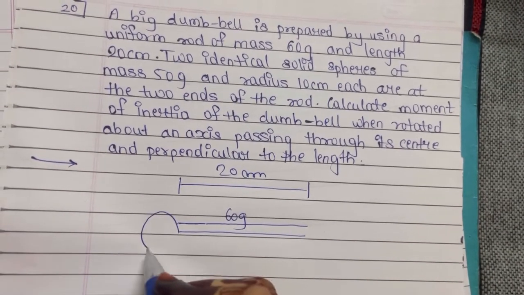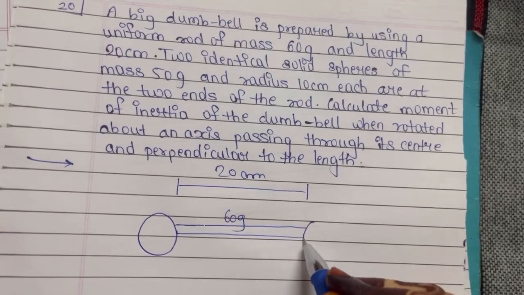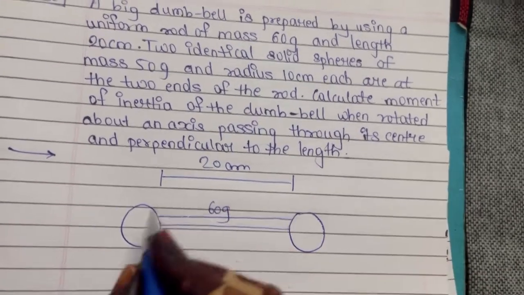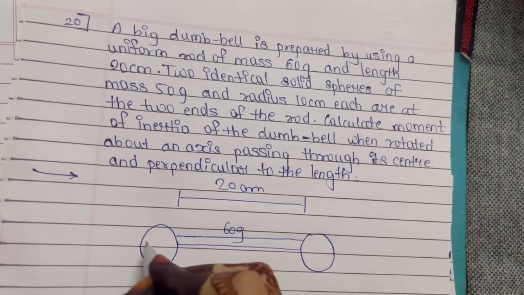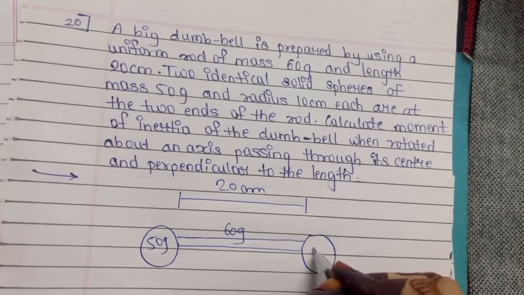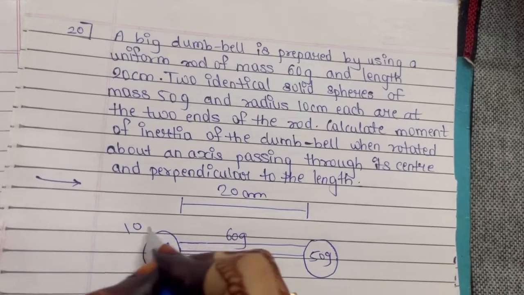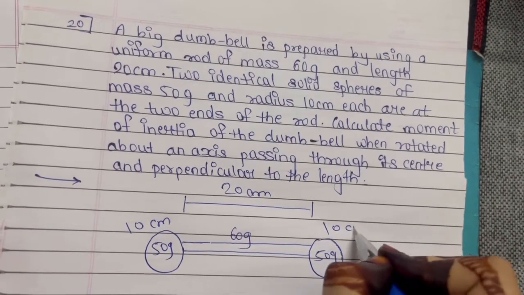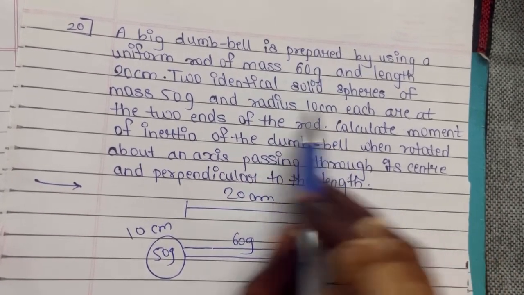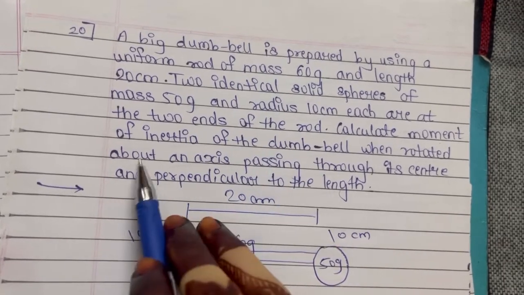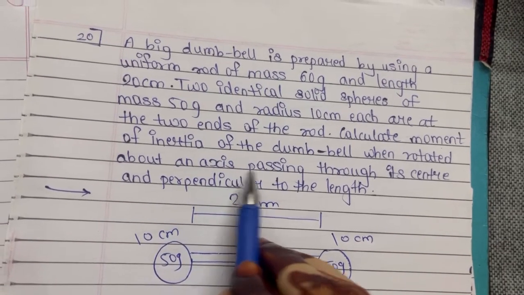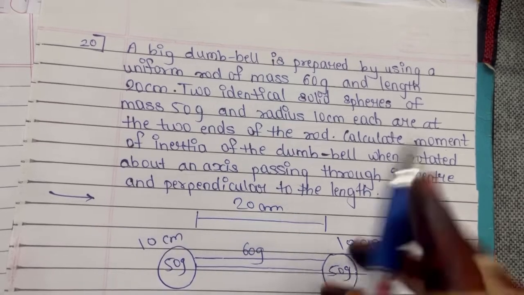Means, of course, the shape of the dumbbell is somewhat like this. So here mass is 50 gram, and the radius of the sphere is 10 centimeter each. After that, calculate the moment of inertia of the dumbbell when rotated about an axis passing through its center and perpendicular to the length.